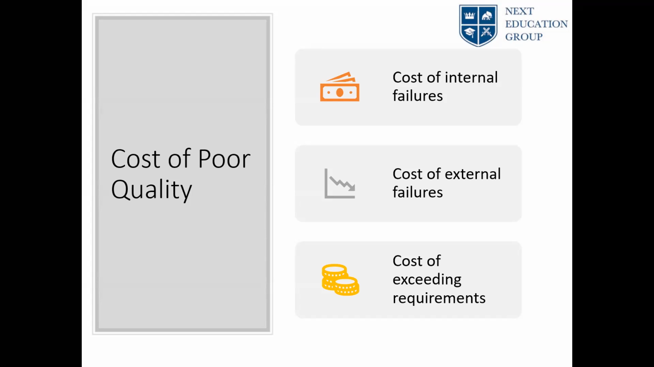So as I rightly said in the beginning, quality is delivering what you promise, nothing more, nothing less. So if you exceed the expectations or requirements, that's a cost that you are spending for no reason. So that's also a wastage. So that can also be considered as a cost of poor quality.